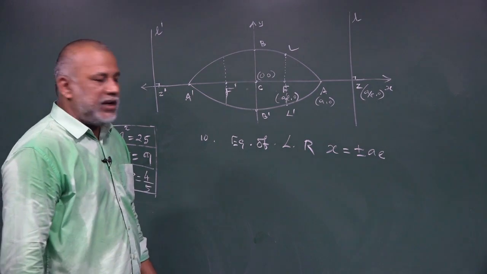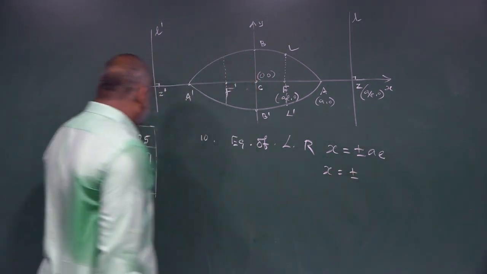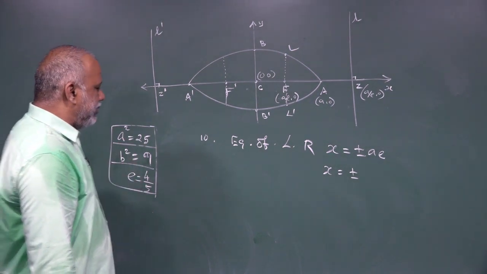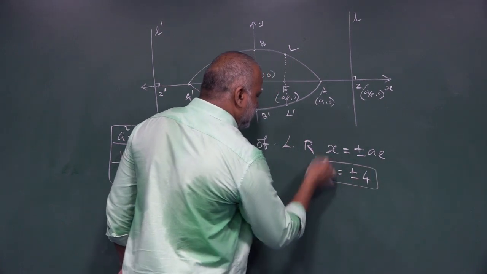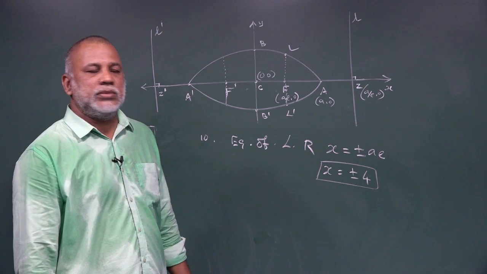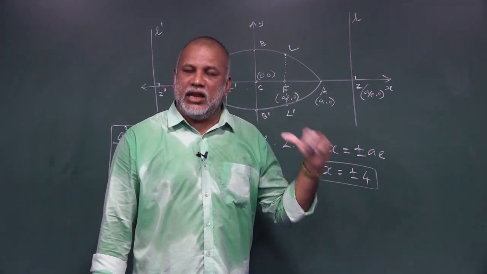x equal to plus or minus AE. We already worked out the value of AE. See here, A equal to 5, E equal to 4 by 5. 5 will be removed. Therefore, x equal to plus or minus 4. So this is the equation of the latus rectum. So far we worked out 10 results from this given ellipse.